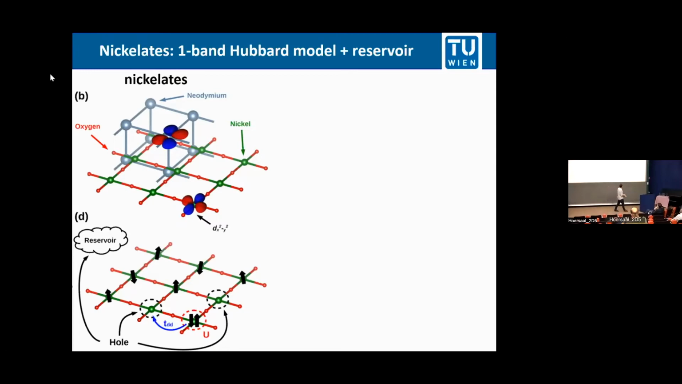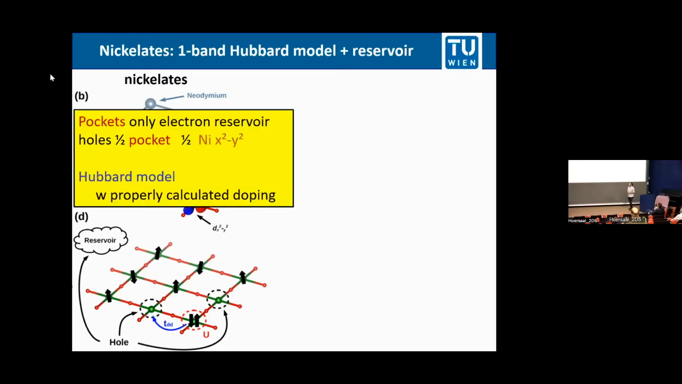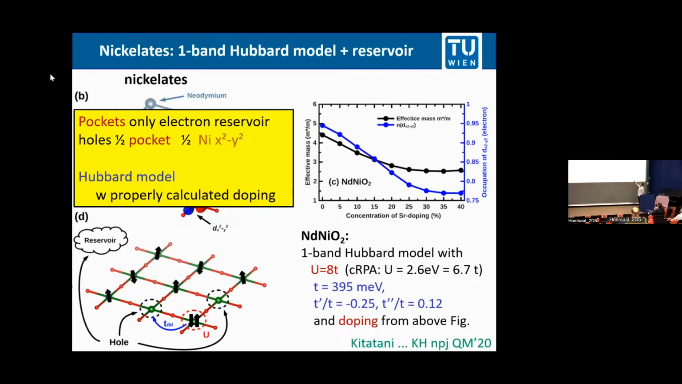So with this simple description, we end up with a simple Hubbard model description, and it's actually the first time I use a Hubbard model to describe a real material, but I think for nickelates it's justified. But you have to properly calculate the doping of your system. So that is what we have done here. That's a fully fledged 5+5 orbital calculation. That's the strontium doping you do in experiment. And it translates here to the blue curve. That's the occupation of your x squared minus y squared orbital. And you see about half of the holes go into the Hubbard model in the x squared minus y squared orbital, and half go to the reservoir or the pocket.